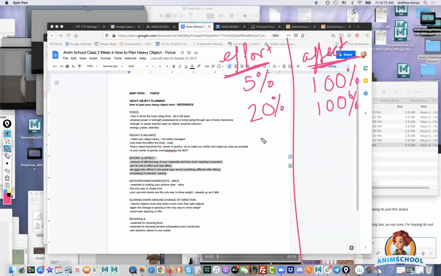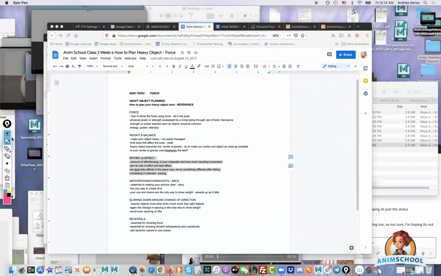What if I put in 80% of my effort and I get 5% effect? Does that look like a heavy object that I'm struggling with? Does that kind of make sense to everyone? So it's just a conceptual idea where you can try to assess how much effort a character or your reference is putting in and how much effect it's having, right? So remember that the optimal word is the struggle. So we're trying to show the struggle. So effort versus effect is one of your tools to look at.